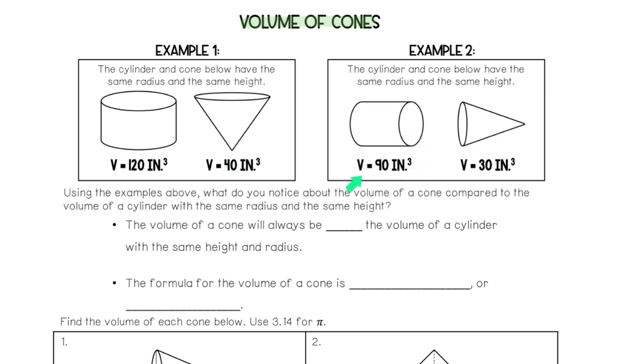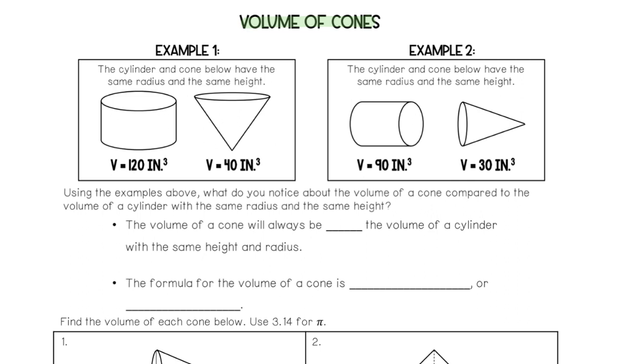Same thing with this example. If you notice, the cylinder is 90 cubic inches, while the volume of the cone is 30 cubic inches, which shows us that the cone is always going to be 1/3 the volume of a cylinder. So in other words, a cone would be equal to 1/3 of a cylinder. But of course, they have to have the same base and height.